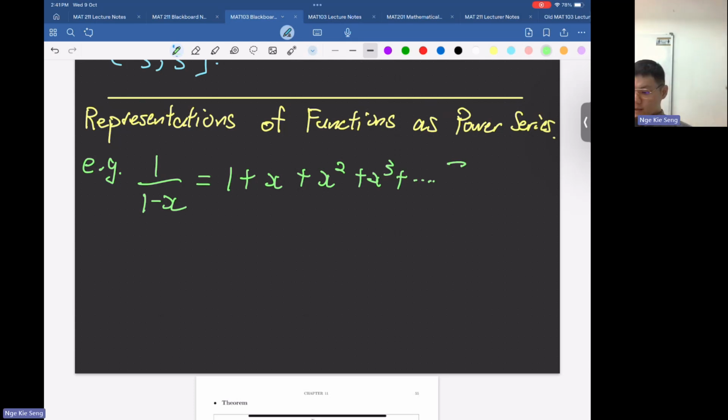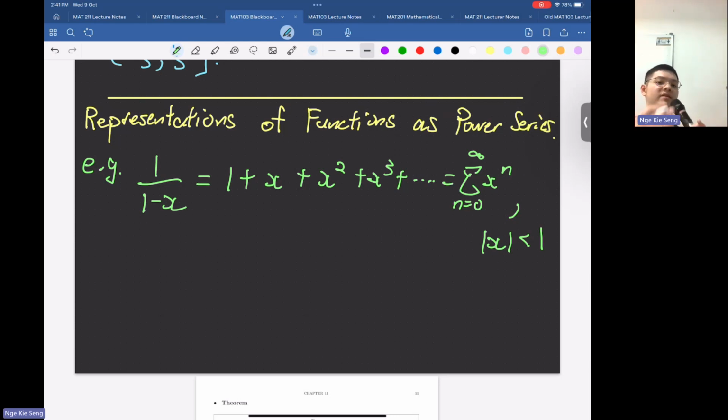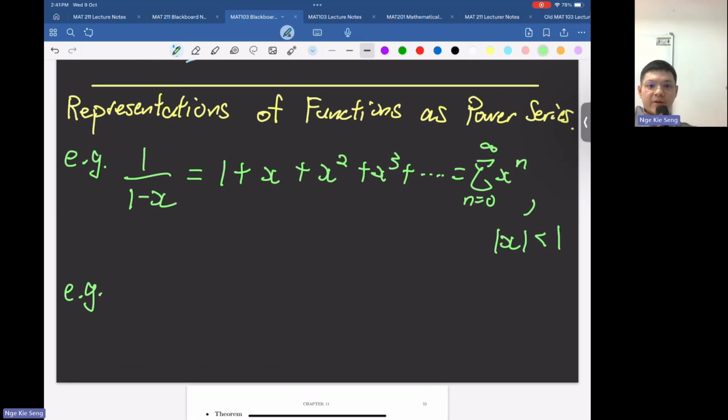This is quite restrictive. If you want to write this equality here, this is only true when x is strictly in between 1 and -1. Only then does this sum to infinity work. You should remember all the different ways to call this equality here. But we can make use of this to find the representation of other functions, find representation for other functions as a power series. So for example, 1 over 1 plus x squared.